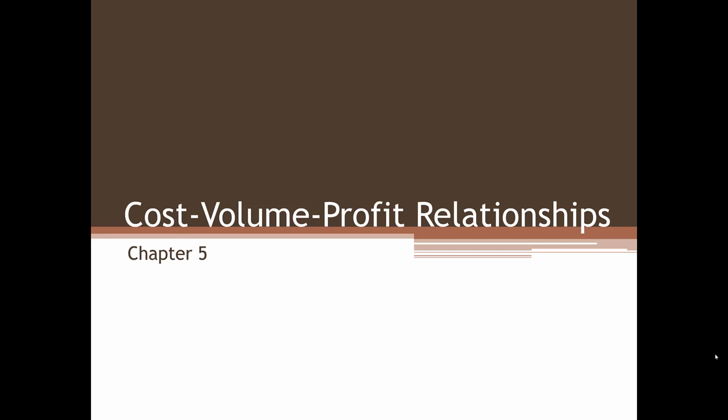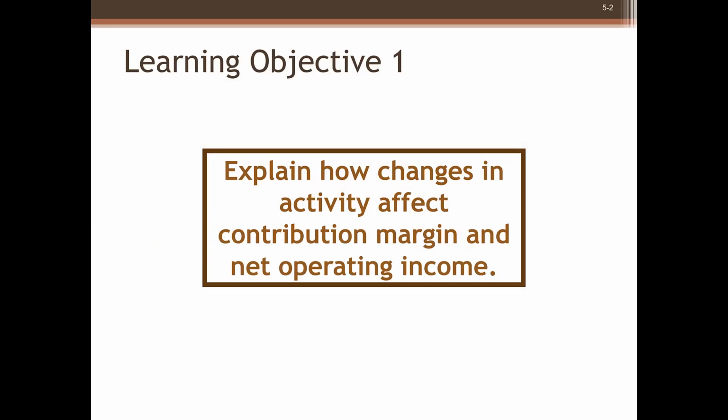In Chapter 5, we will talk about the cost-volume-profit relationships, CVP. We will use different ways to analyze CVP relationships. Learning Objective 1 is to explain how changes in activity affect the contribution margin and net operating income.